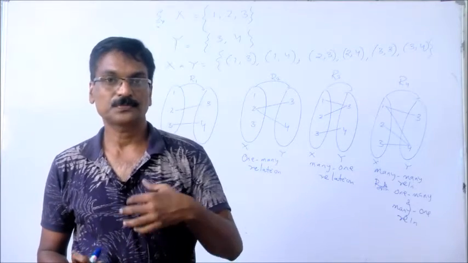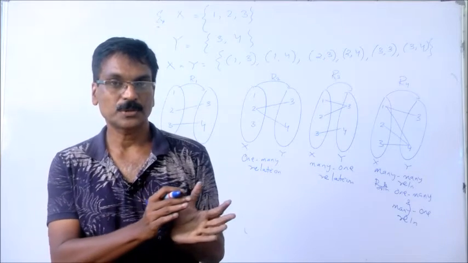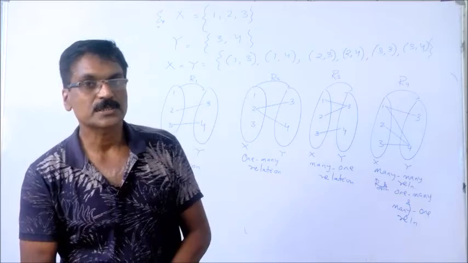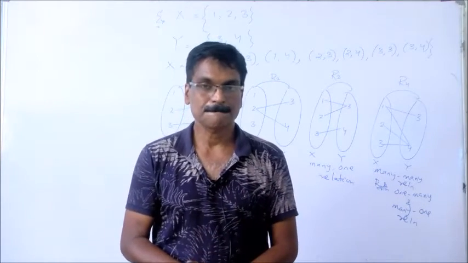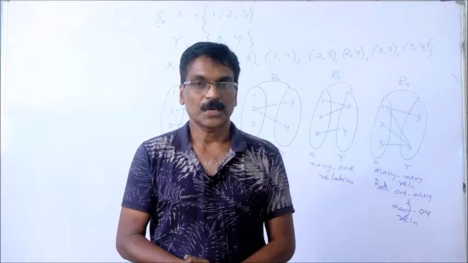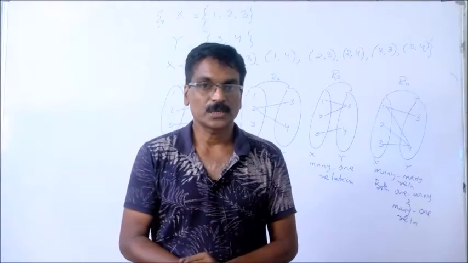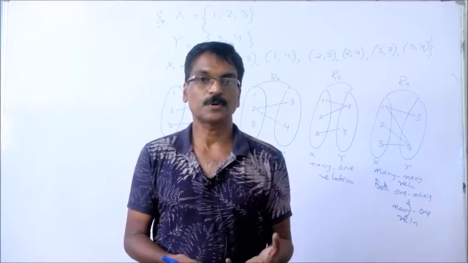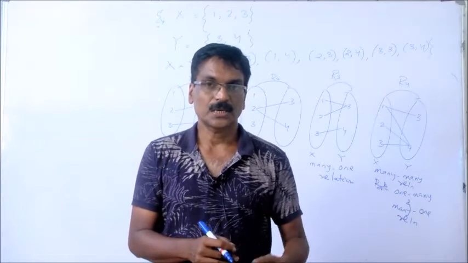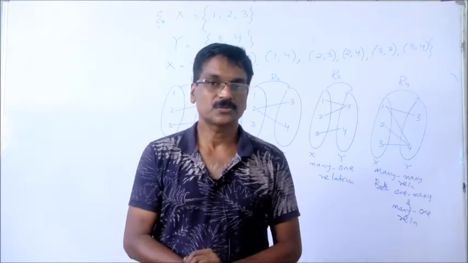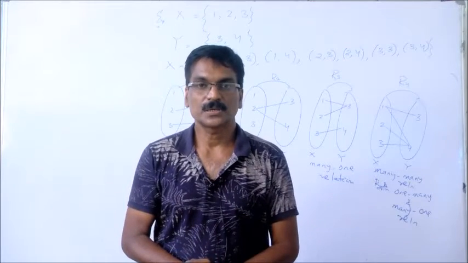So, we have a relation between two non-empty sets as a subset of its Cartesian product. The total number of relations from x to y is 2 to the power of the cardinality of x cross y, and the largest relation is called the universal relation, that is x cross y, and the smallest relation is called empty relation.